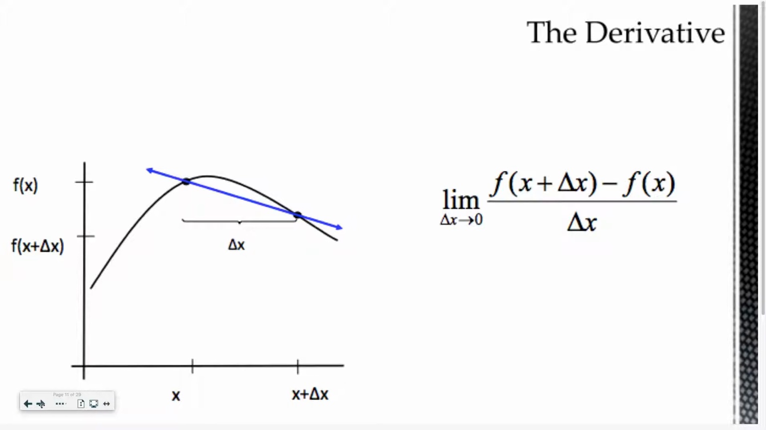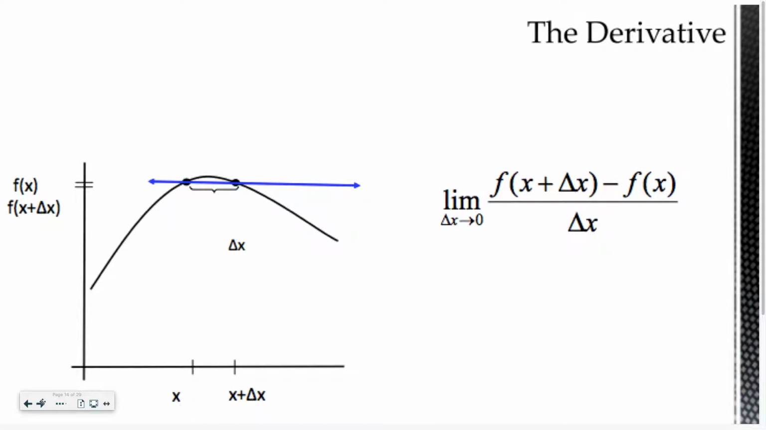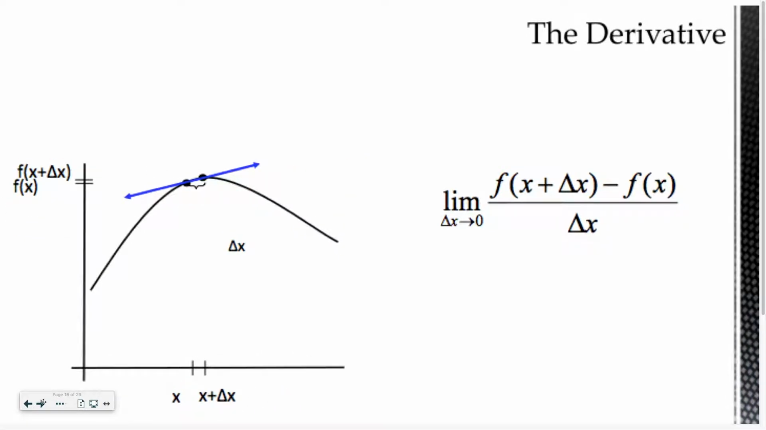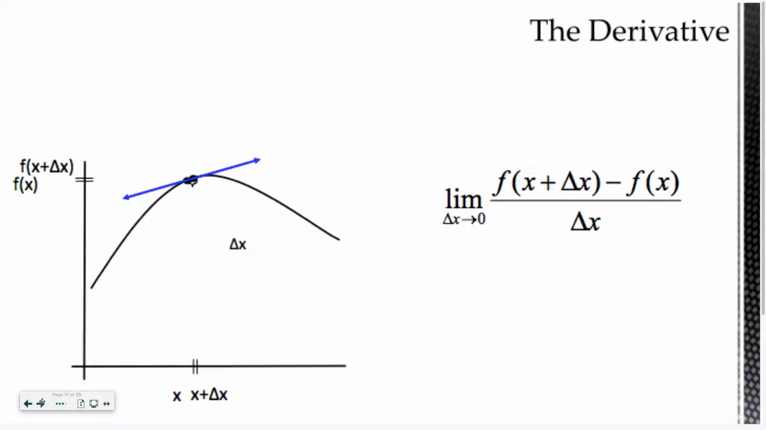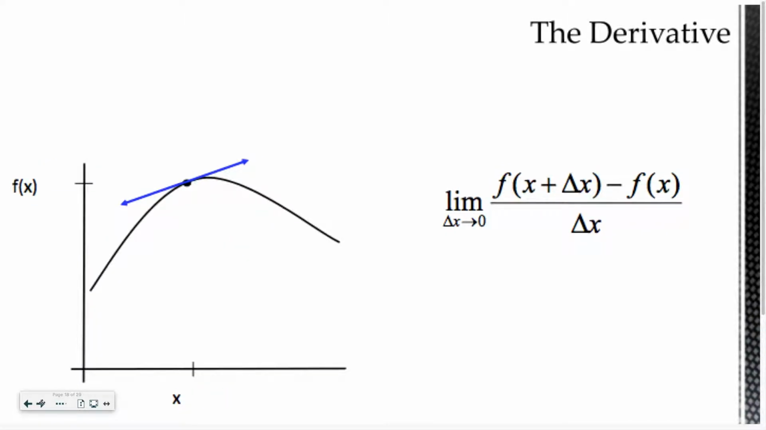And as the change in x goes to 0, what happens as the change in x goes to 0? It becomes a tangent line. So if we evaluate this limit and we take the slope and we make that delta x go to 0, what slope are we calculating? The tangent line slope, which I told you is a what? Derivative. Okay.